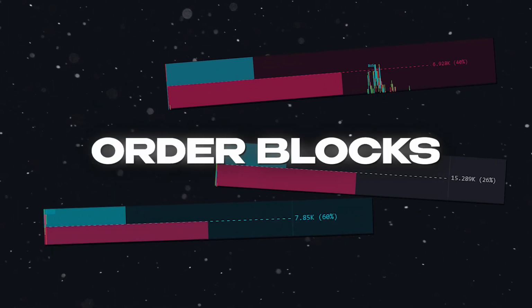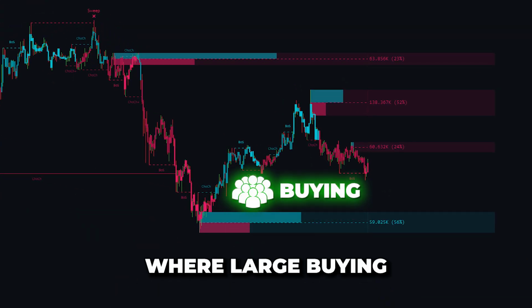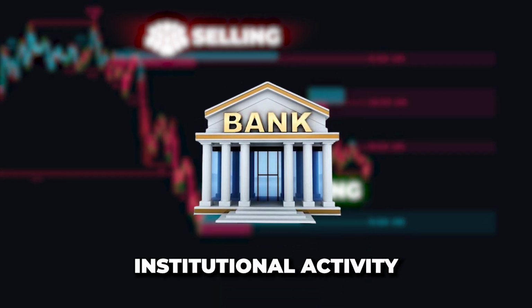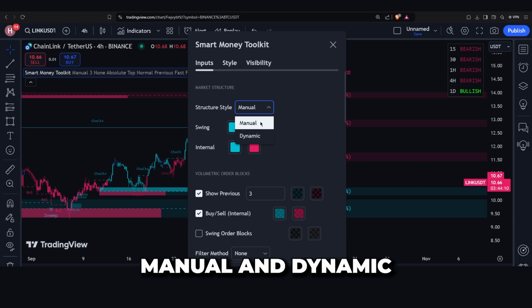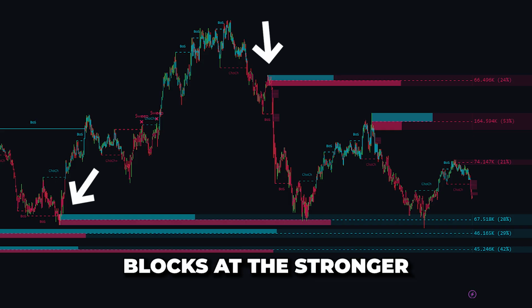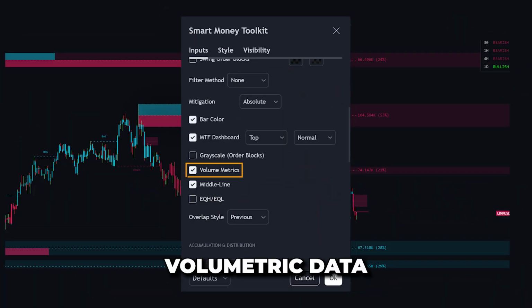Let's kick things off with order blocks. These zones show where large buying or selling took place, often indicating institutional activity. You can choose between manual and dynamic order blocks. I prefer dynamic as it only creates blocks at the stronger high or low points. Now, a key feature here is the volumetric data.